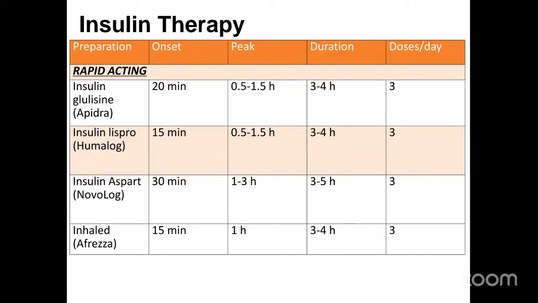The onset of action of all these rapid-acting forms of insulin is about 15 to 20 minutes. Insulin glulisine has a peak between 0.5 to 1.5 hours, and insulin lispro peaks in 0.5 to 1.5 hours also. Insulin aspart peaks in 1 to 3 hours, and the inhaled insulin peaks in 1 hour. They have the same duration of action, between 3 to 5 hours, and they are used 3 times per day because they are used with meals. So 3 times or 2 times according to meals.